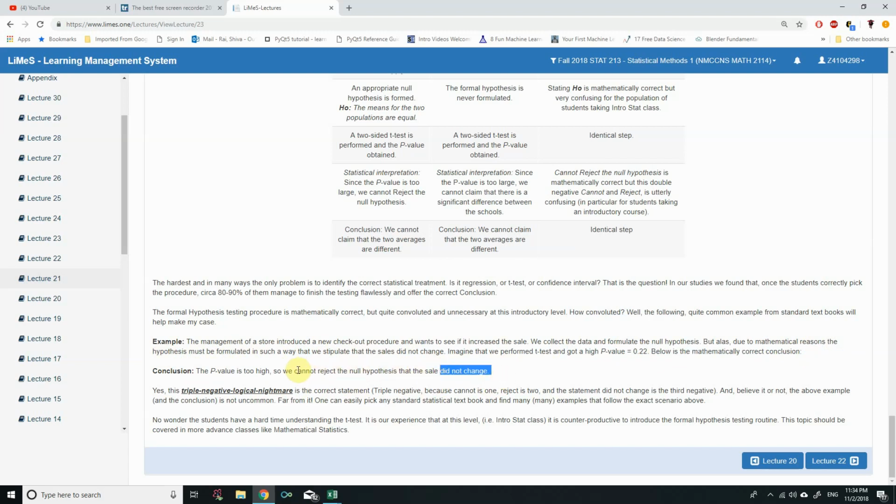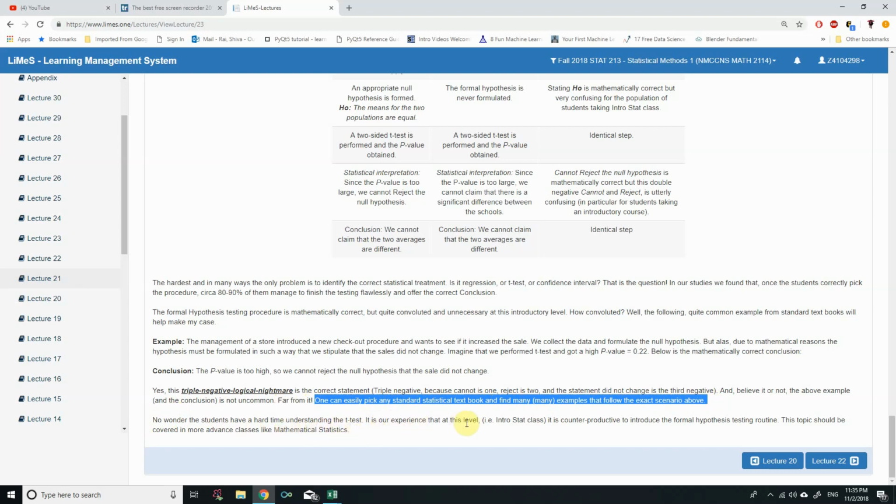So these are three negatives, a triple negative logical nightmare. Okay, so it's quite confusing to see those three negative sounding things. Triple negative, because cannot is one, reject is two, and the statement did not change is the third negative. And believe it or not, the above example and conclusion are not uncommon. One can easily pick any standard statistical textbook and find many examples that follow the exact scenario above. Okay, no wonder the students have a hard time understanding the t-test.